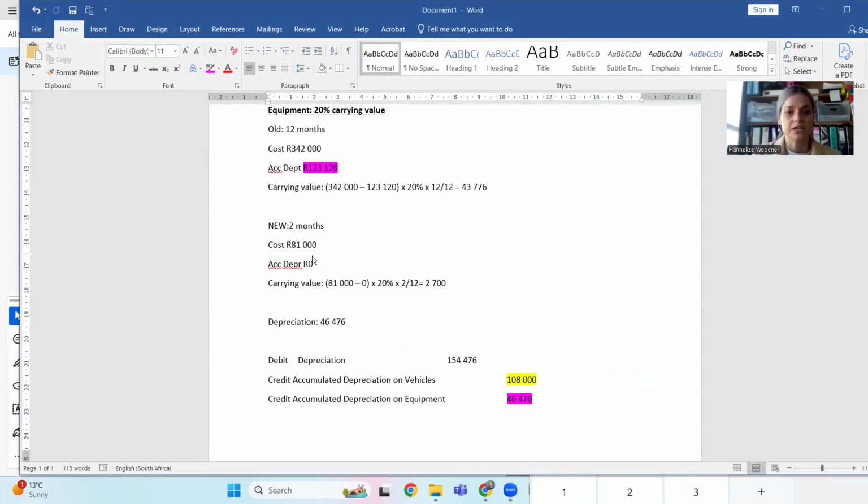Okay, so that is depreciation if you start with assets at the beginning of the financial year and then you purchase more assets during the financial year.